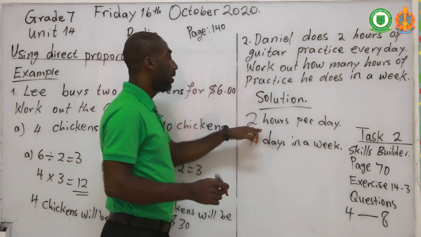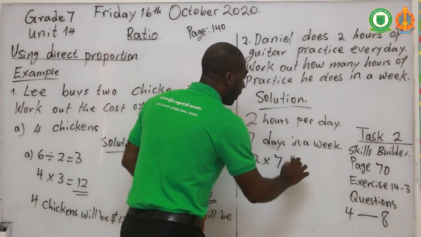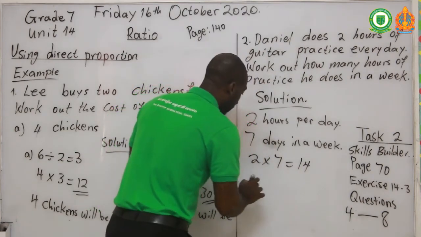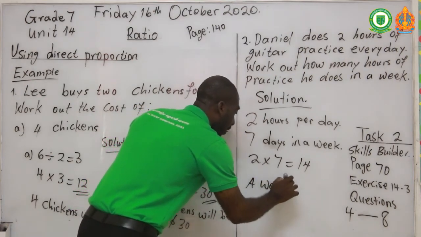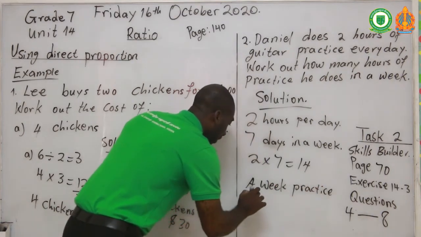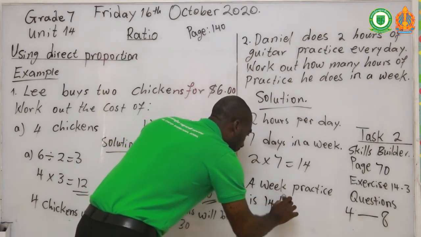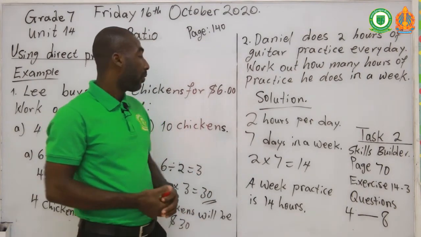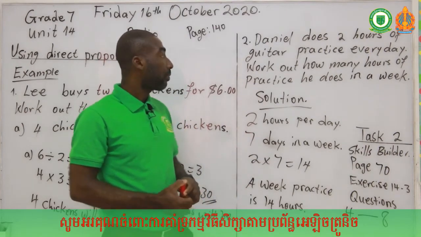Okay, so every day is 2 hours. So that means we have 2 hours times the 7 days. Okay, so a week of practice is 14. A week practice will be 14 hours because we have 7 days in a week.